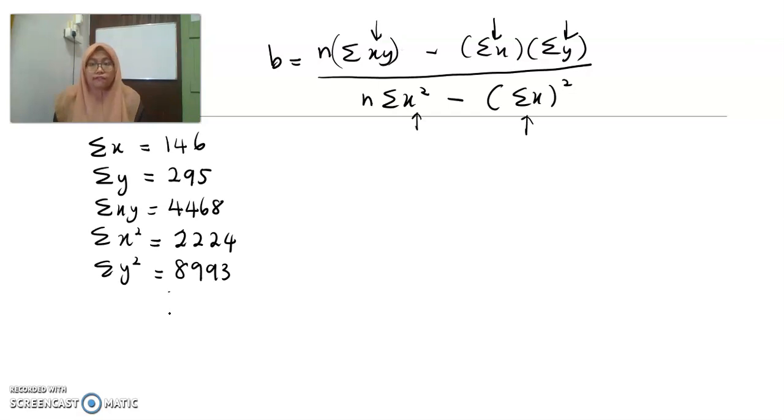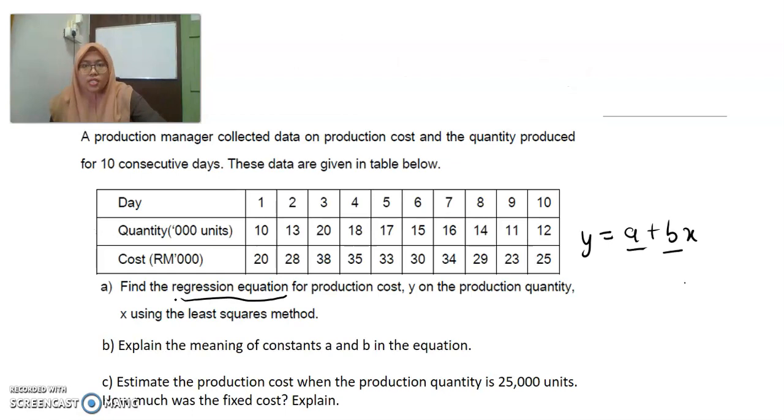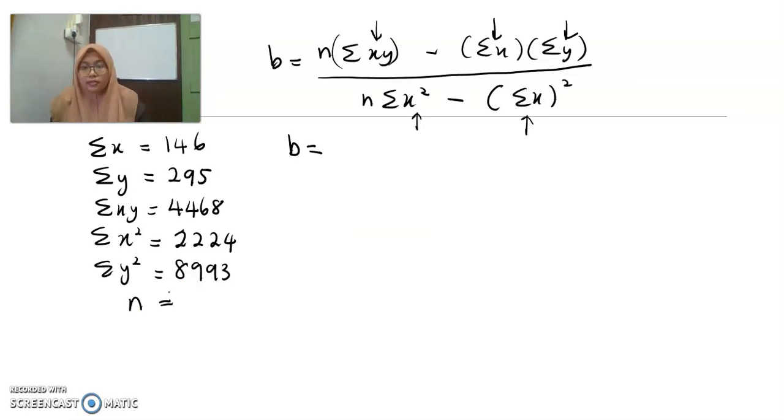Okay, so these are the 5 values that you can get from your calculator. So the next step is to substitute these values into this formula. So n, okay, so what is n? N is the number of observations. So our observation is 10.